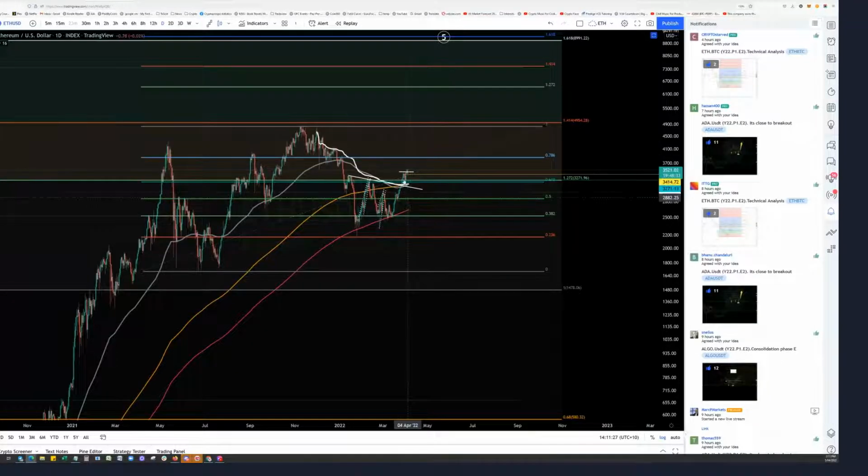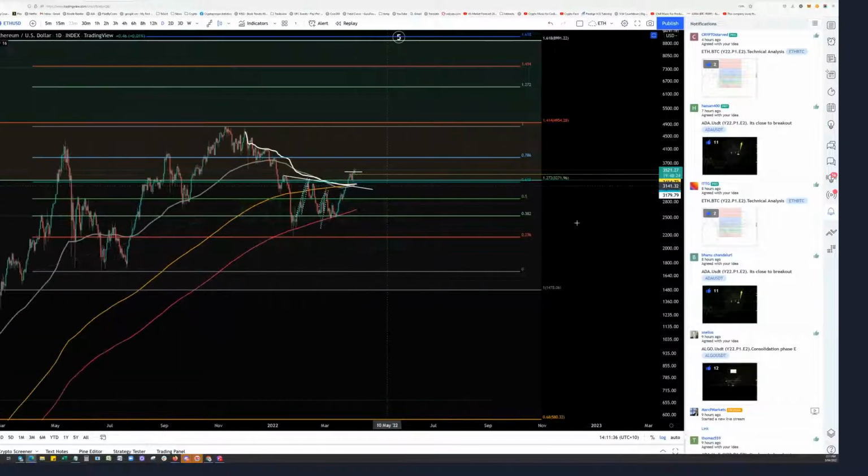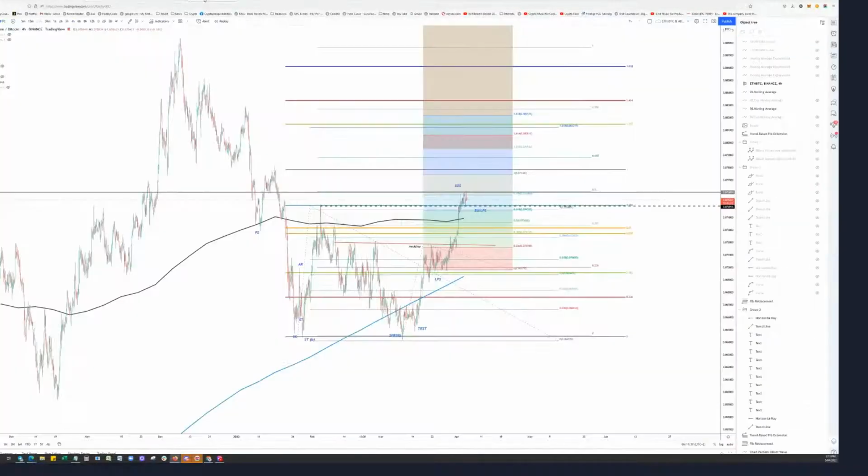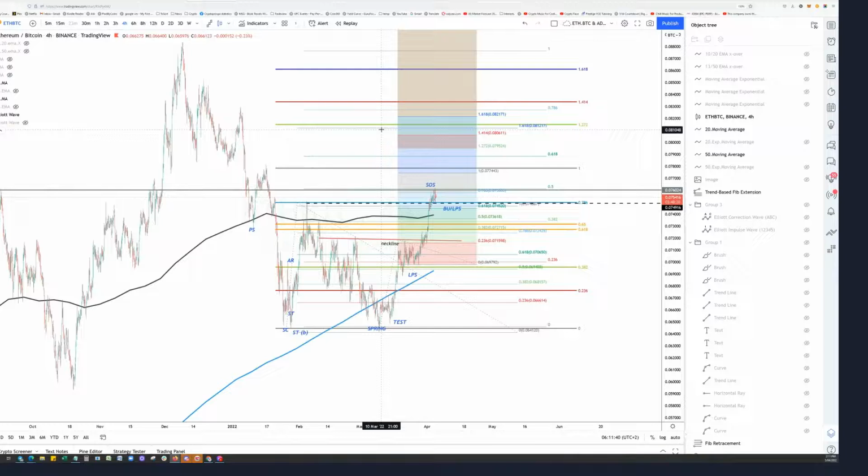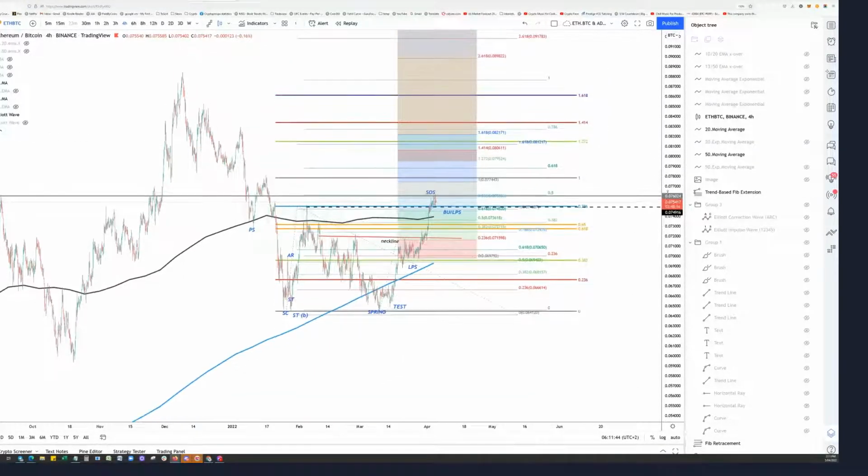So using this accumulation, I do see this going up. Obviously, the next fib level is probably the resistance, and there's a few ways of working out when it's topped. But at the moment, I'm using this chart as well, which is the Ethereum Bitcoin pairing.